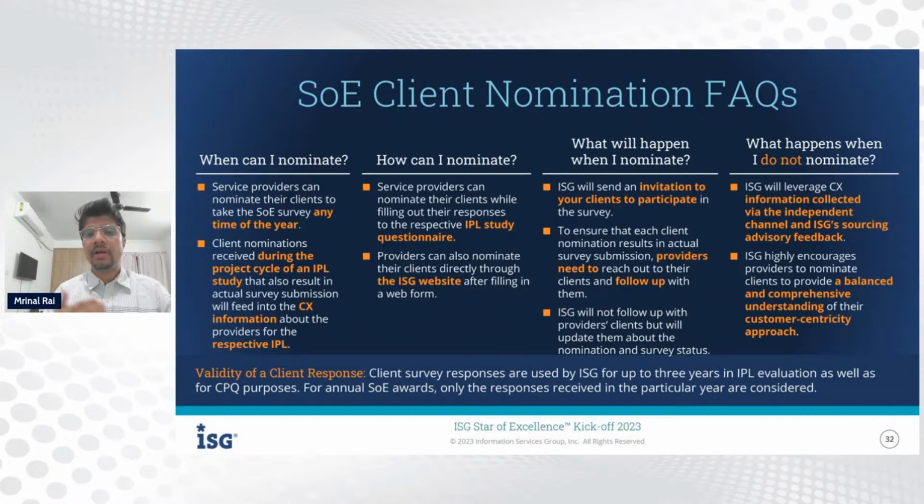Of course, we want you to nominate fresh clients every year, but we understand that you don't want to reach out to the same client for the same kind of work every year. We understand that, so we will leverage that data at least for 3 years. If your scope of services has increased for that client, if you're doing something new, we encourage you to nominate that client again to take a fresh survey. However, for the CX index part that Arun took you through, we are leveraging only the data collected for that year. And of course, for the annual Star of Excellence Award, we leverage the data that is collected only in that particular year. For CPQ and IPL purpose, we will continue to use the data at least for 3 years.